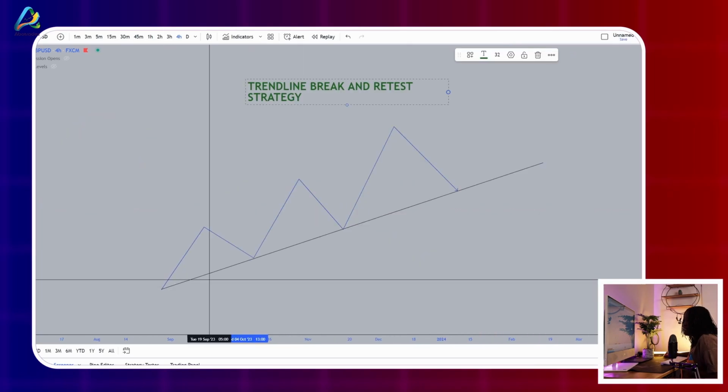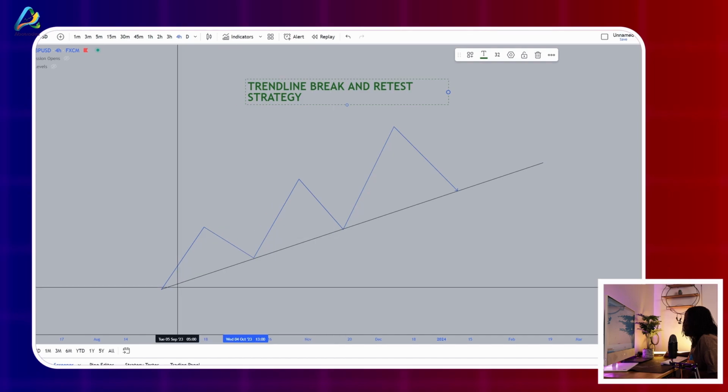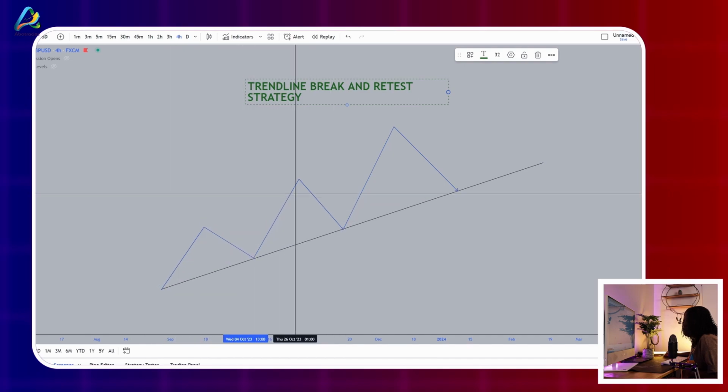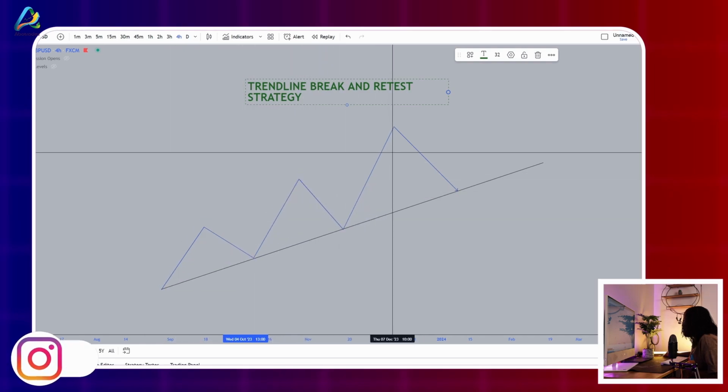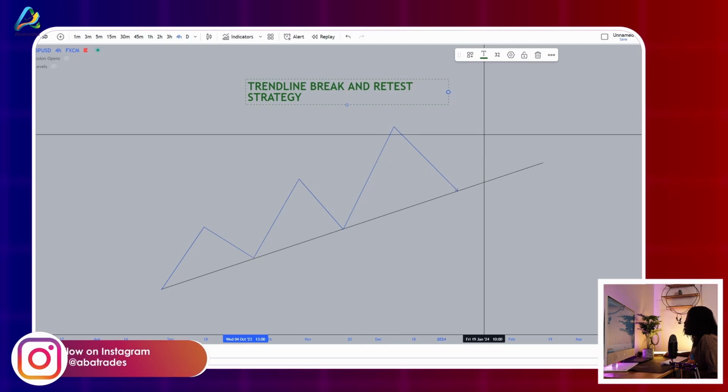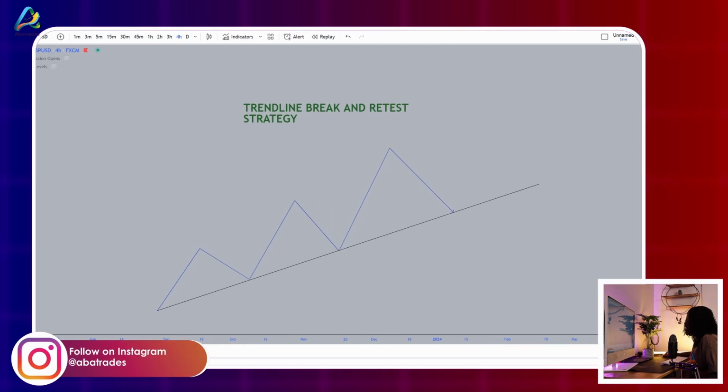Okay, so when you have your ascending trend line right here, we expect that whenever market touches this trend line, there's always a bounce up. Market touches this trend line, there's a bounce up. Market touches this trend line, there's a bounce up. But then there are possible scenarios where market will break this trend line.